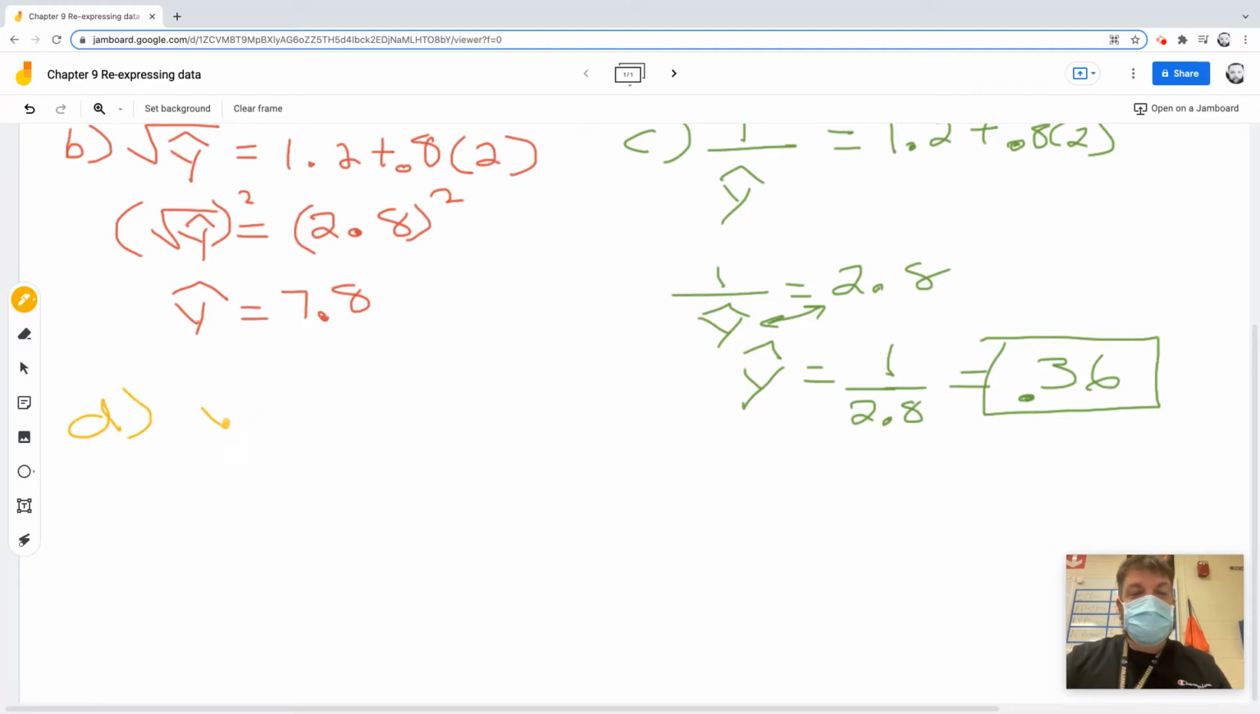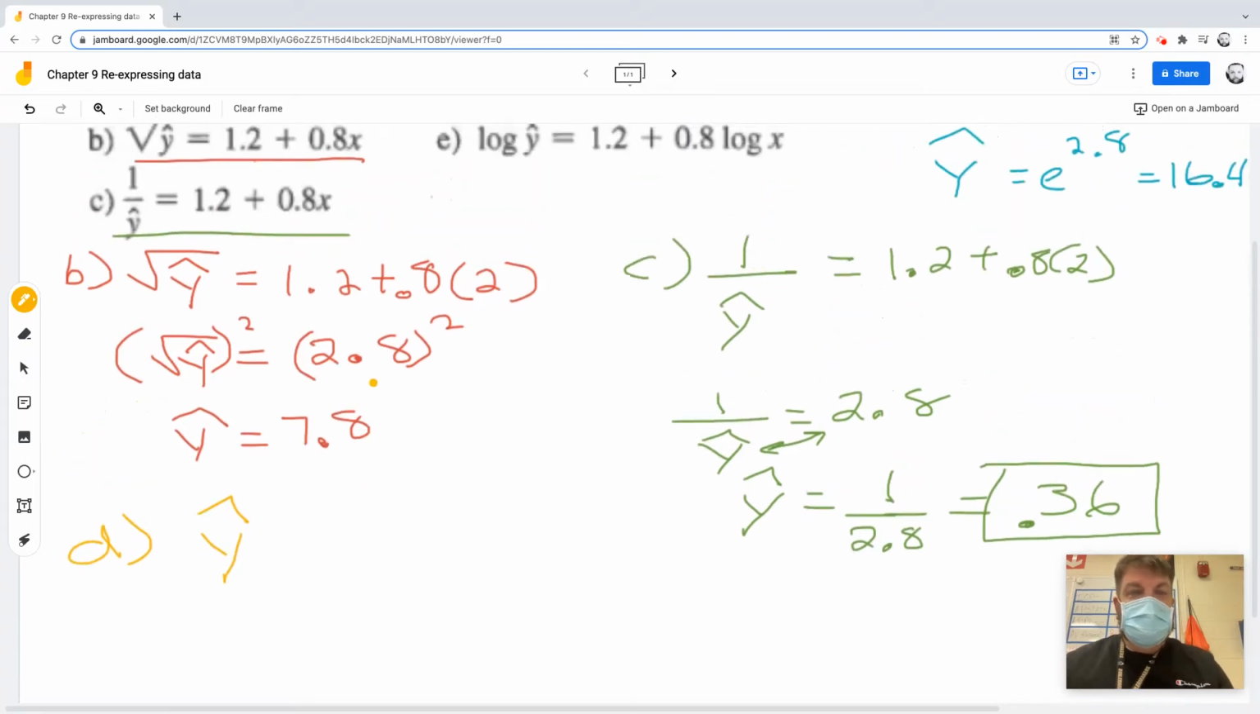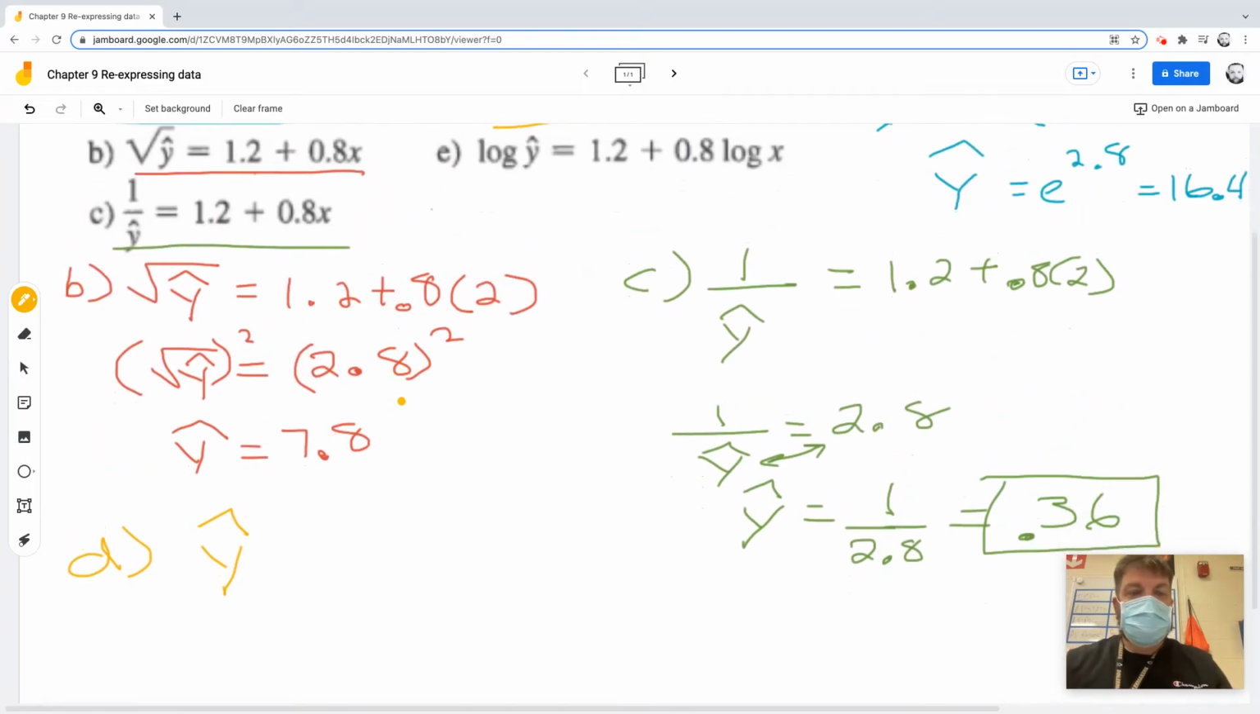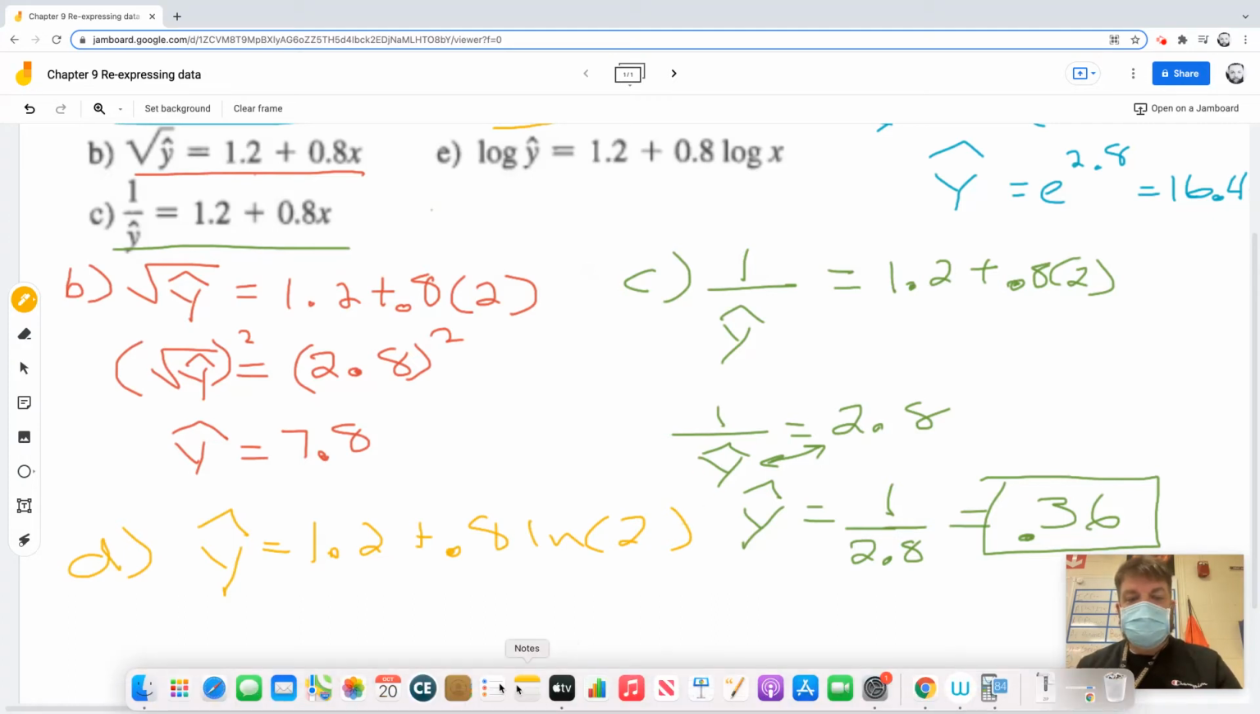So D is y hat, so we've already solved for y hat. That's good. But I think it's 1.2. Oh yeah, this is great. So this is 1.2 plus, is it 0.8 times the natural log of x? Yeah, 0.8 times the natural log of x. Oh wait, but we know that x has got to be 2. So we'll get a little bit different number here. So let's plug that in the calculator.